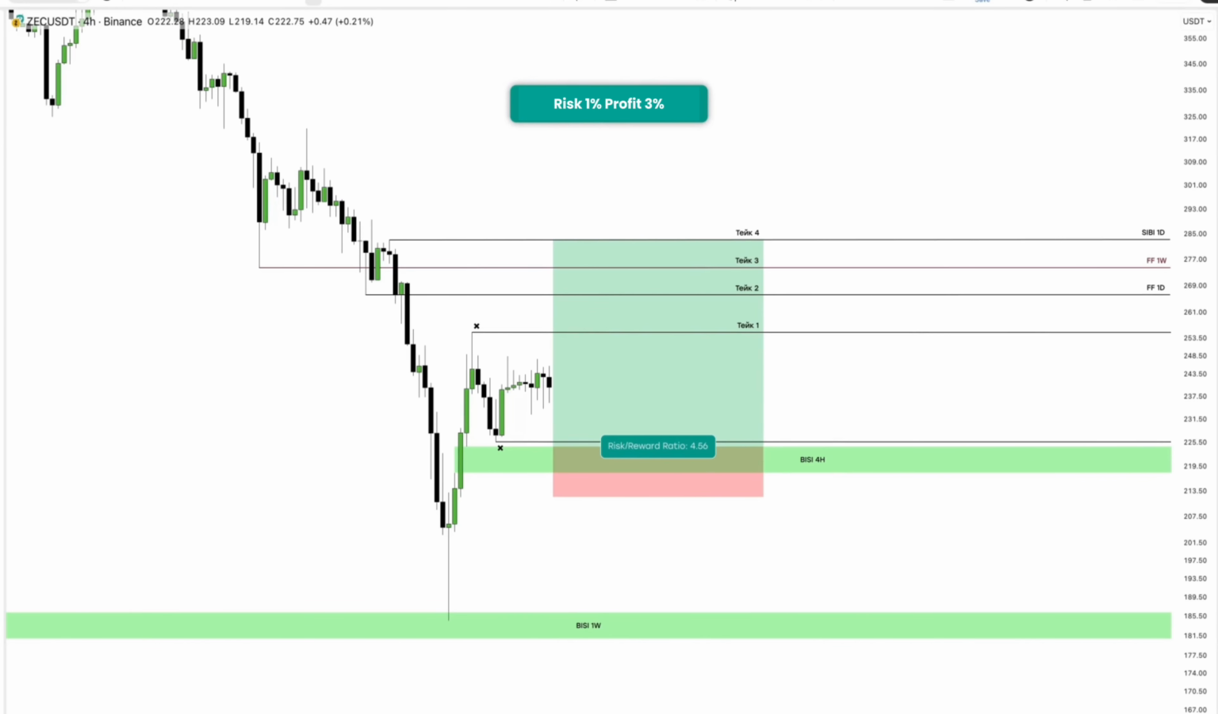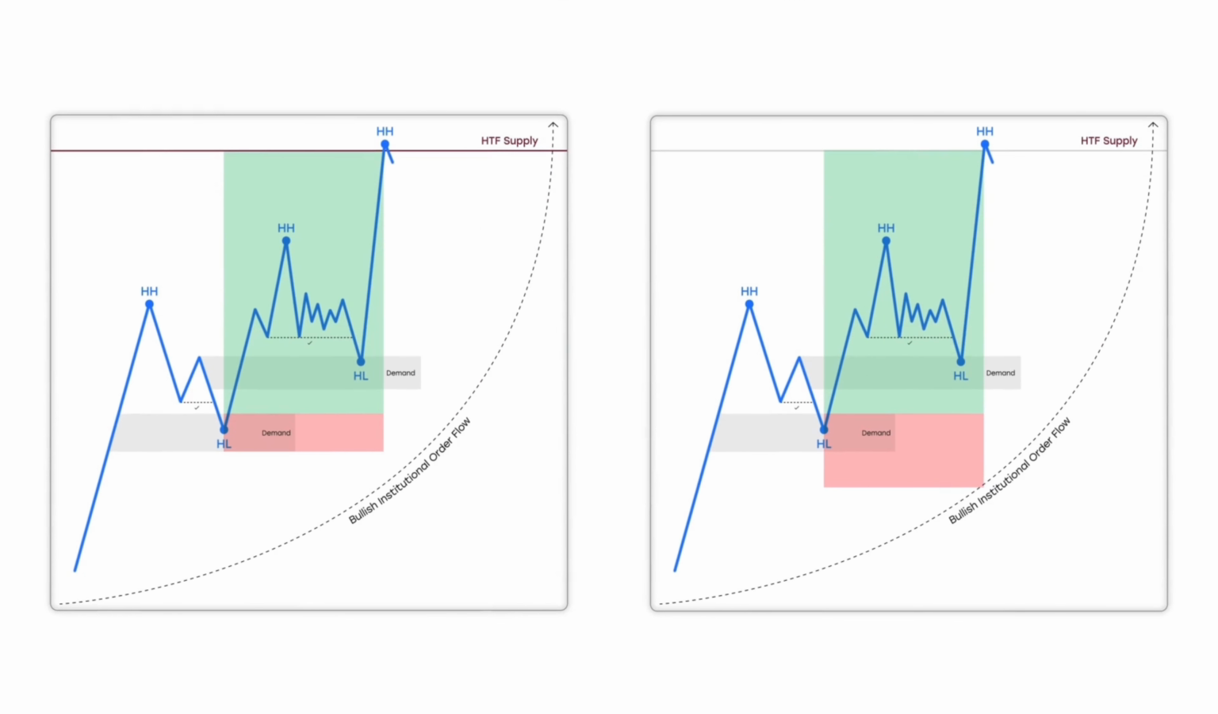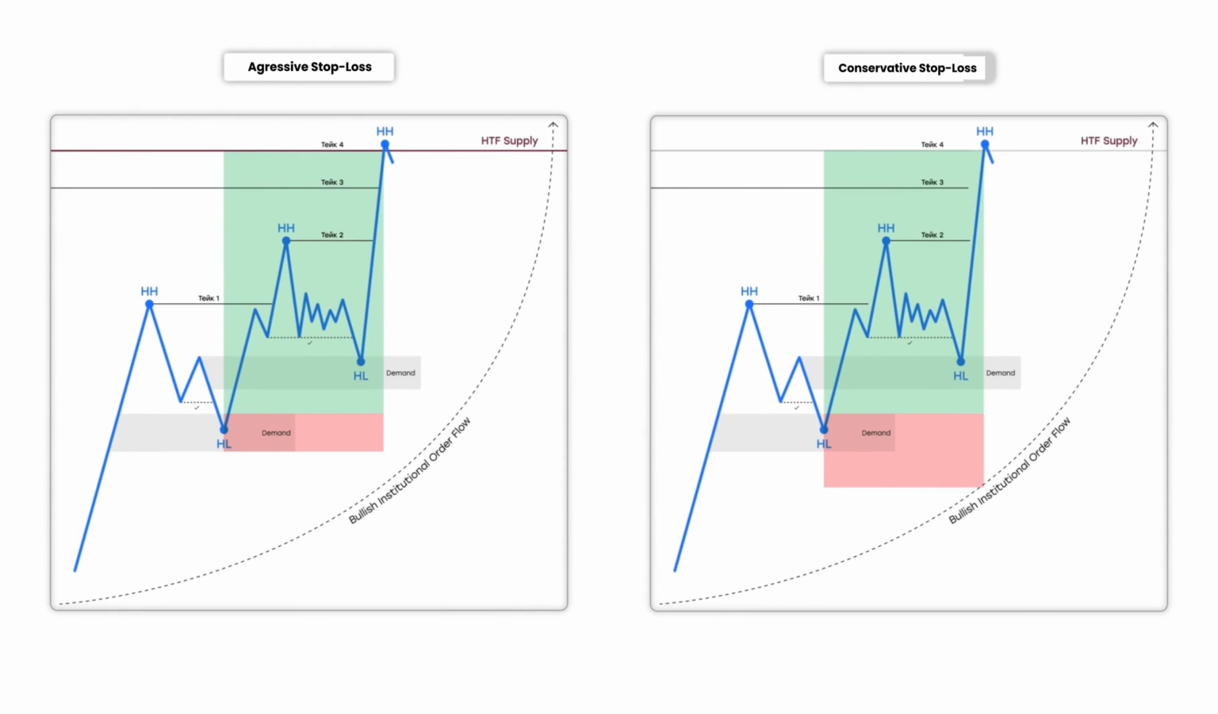For clarity, let's look at 2 similar trades but with different approaches to risk. In the first, the stop loss is aggressive. In the second, it's conservative. In both cases, the trader needs to reach the minimum target of a 3% gain to the deposit. In the first trade, we can use a balanced profit-taking pattern, and this will still deliver the desired result.